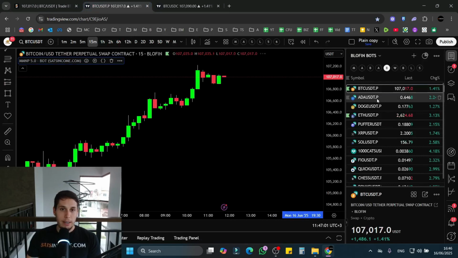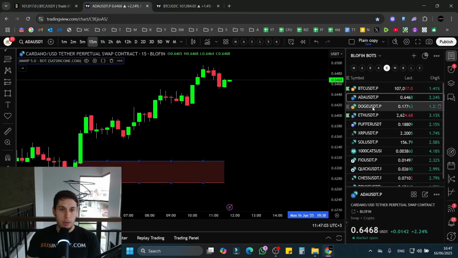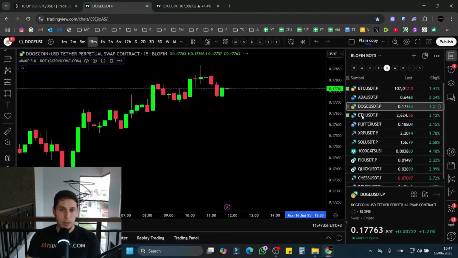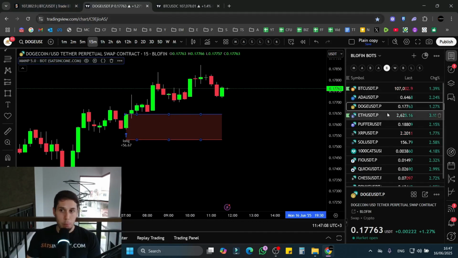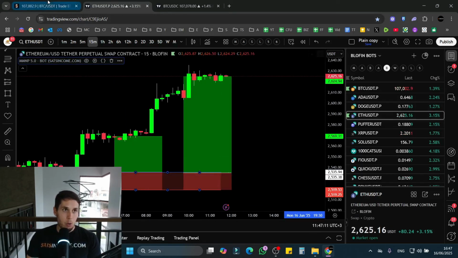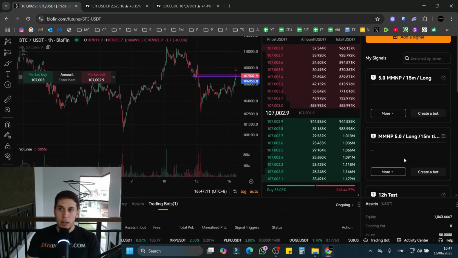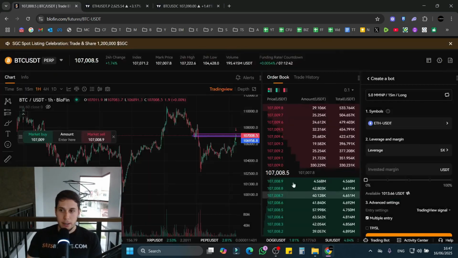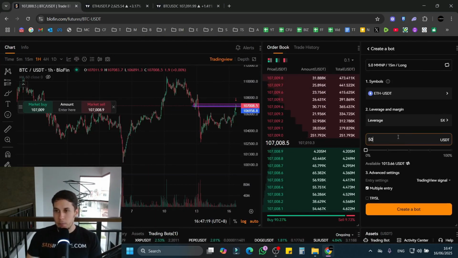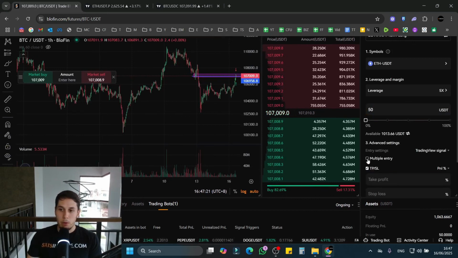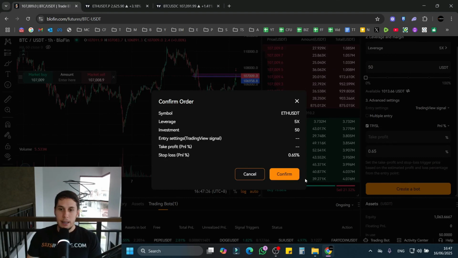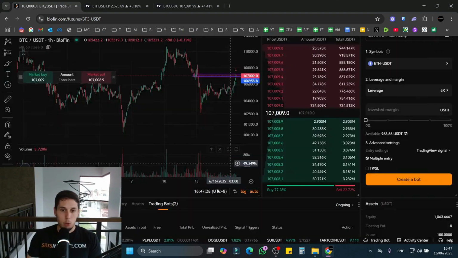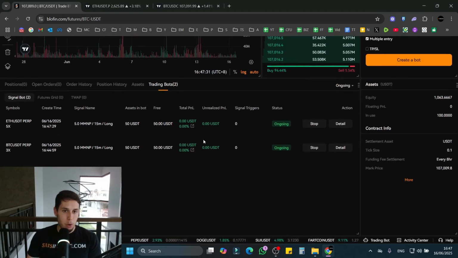So when your indicator starts sending all of these signals, right? So this is Bitcoin, this is Cardano, this is Doge. By the way, you set up individual bots for all of these pairs right here. So we just have one for Bitcoin. You actually do the same thing, create bot, Ethereum right here, confirm, leverage, invested margin, you add the amount of money, take profit, stop loss, 0.65, whatever your number is, create a bot, confirm, 2 bots, 3 bots, you can go up to 20 bots right here, and you connect each bot.